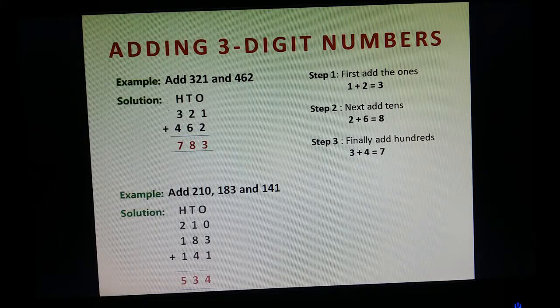So likewise, you can take any 3-digit numbers and place them in the place value table, and after placing, start adding the numbers from the ones side, then move towards the tens place and then to the hundreds place. I hope you understood. Thank you.